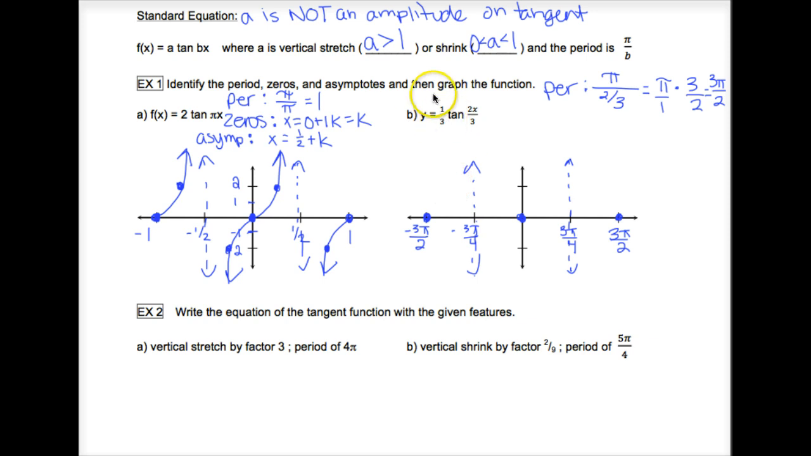Now I look at my A value. A is 1/3, so that means at the halfway points when I go to do my branches, I should only be going 1/3 of the way to 1. So halfway point to the asymptote, 1/3, up branch. Halfway point to the asymptote, -1/3, down branch. And then continue on the other side. Halfway to the asymptote, down branch. Halfway to the asymptote, up branch.